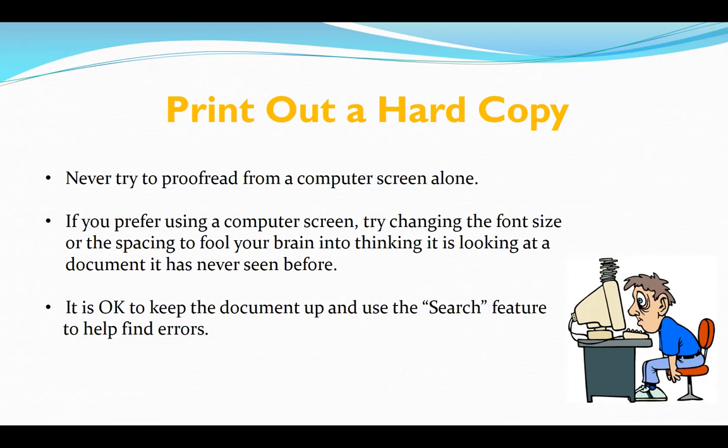If, however, you have to use a computer screen because you don't have the option to print, try this trick. Change the font size or the spacing to fool your brain into thinking it is looking at a document it has never seen before. So if you're using a 12-point font, try maybe a 14-point font. Try changing the font from something like Times New Roman to Helvetica just to make it look different. And that'll make the proofreading mistakes probably pop out a little bit easier.